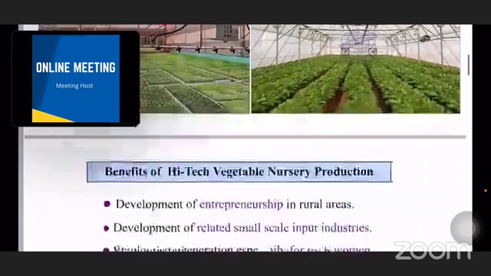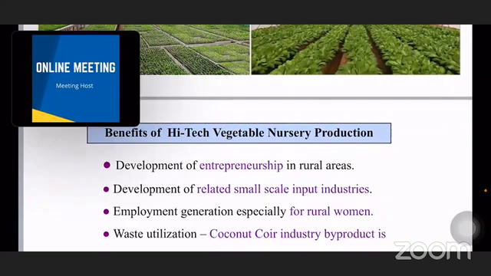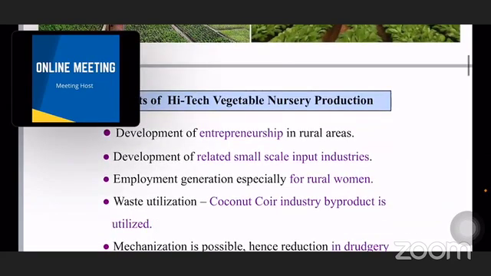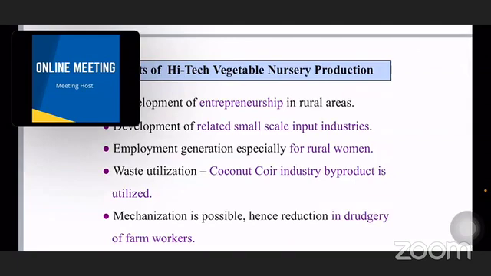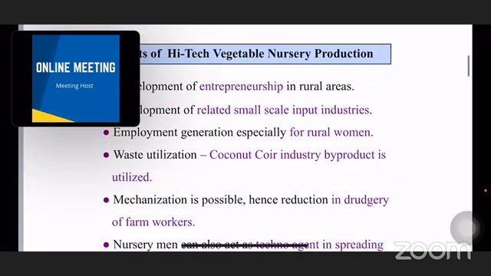The benefits of the high-tech vegetable nursery are these. The development of entrepreneurship in rural areas is very much helped, and it is also helpful for related small-scale input industries, like media, pro trays, and automation machines. It helps the development of small-scale input industries, and also helps employment generation, especially for rural women. They can go for seed sowing and other activities like maintenance of the high-tech nurseries. That employment generation can be seen.